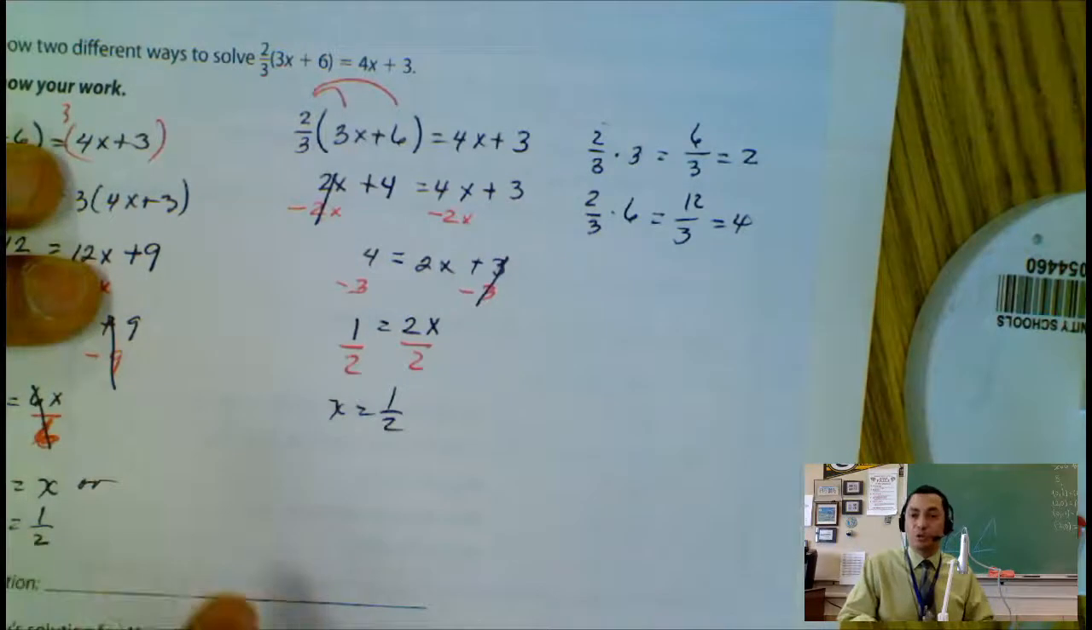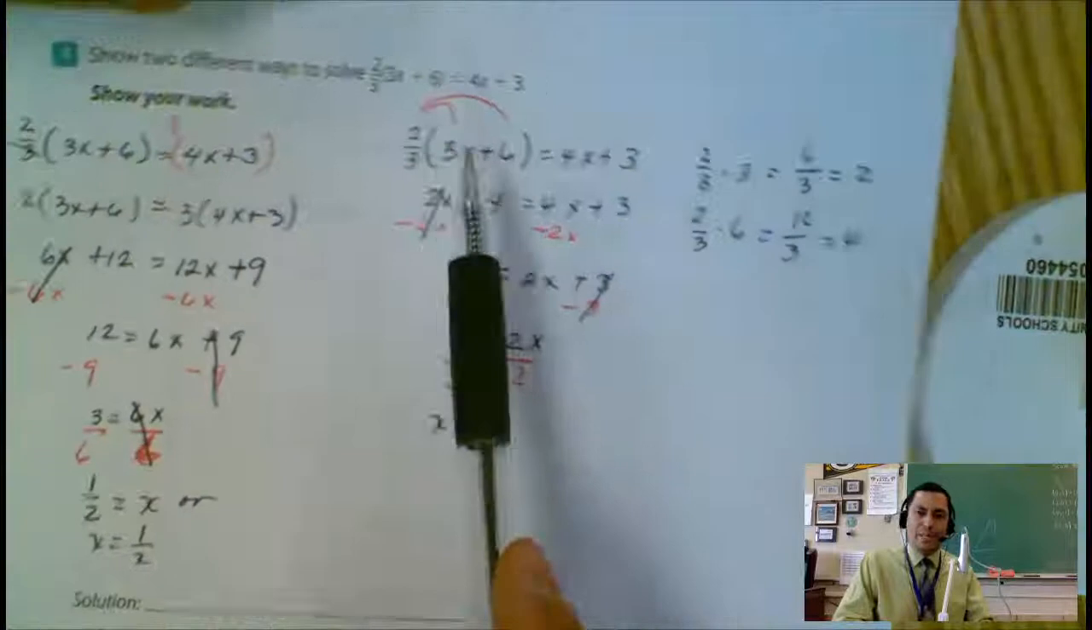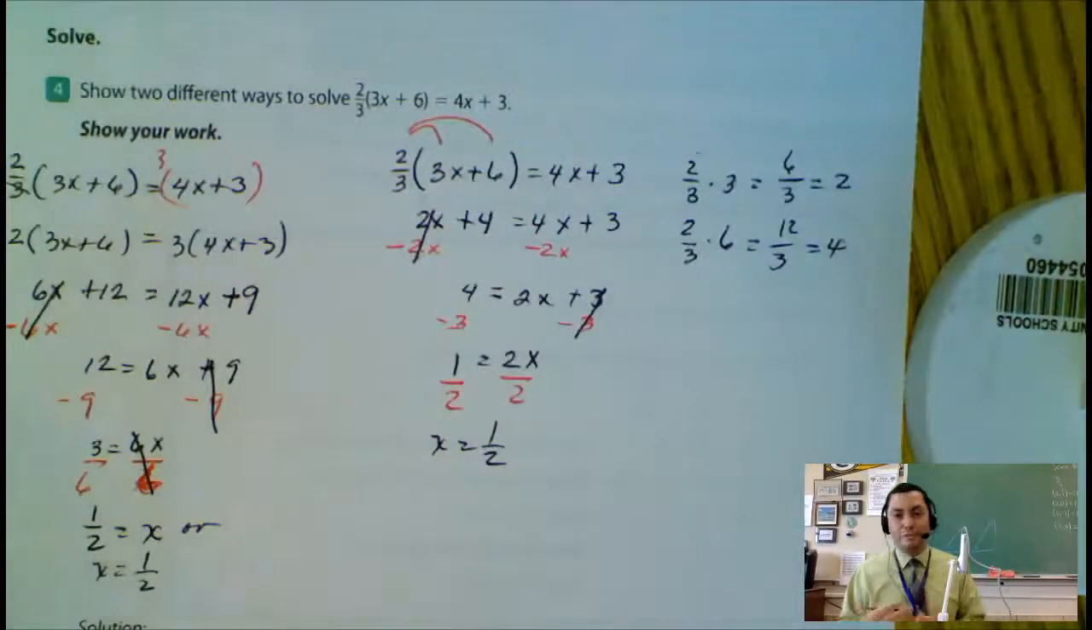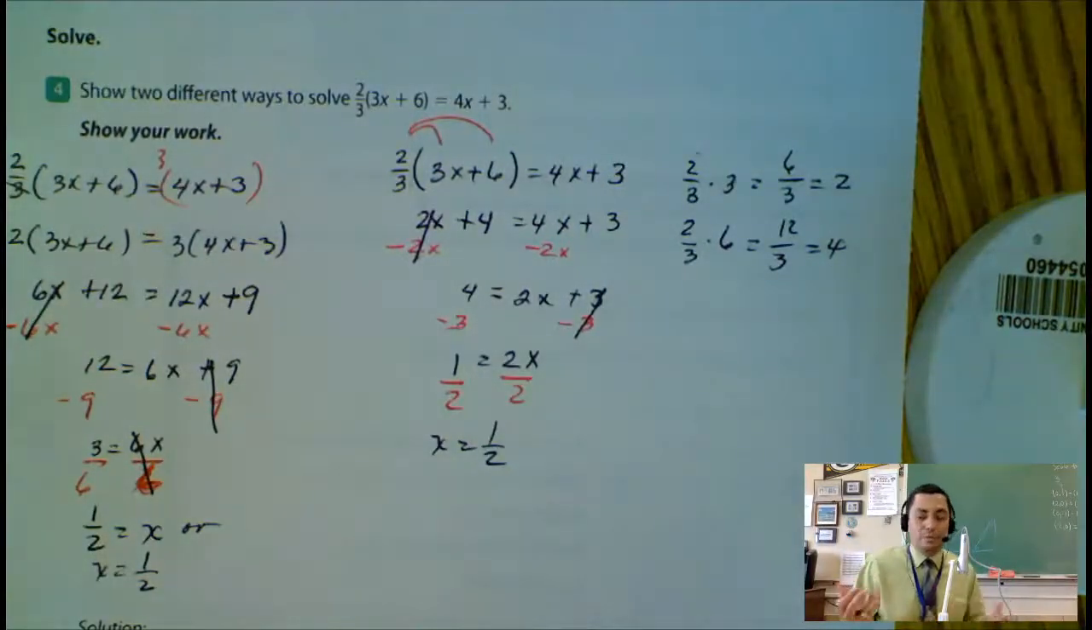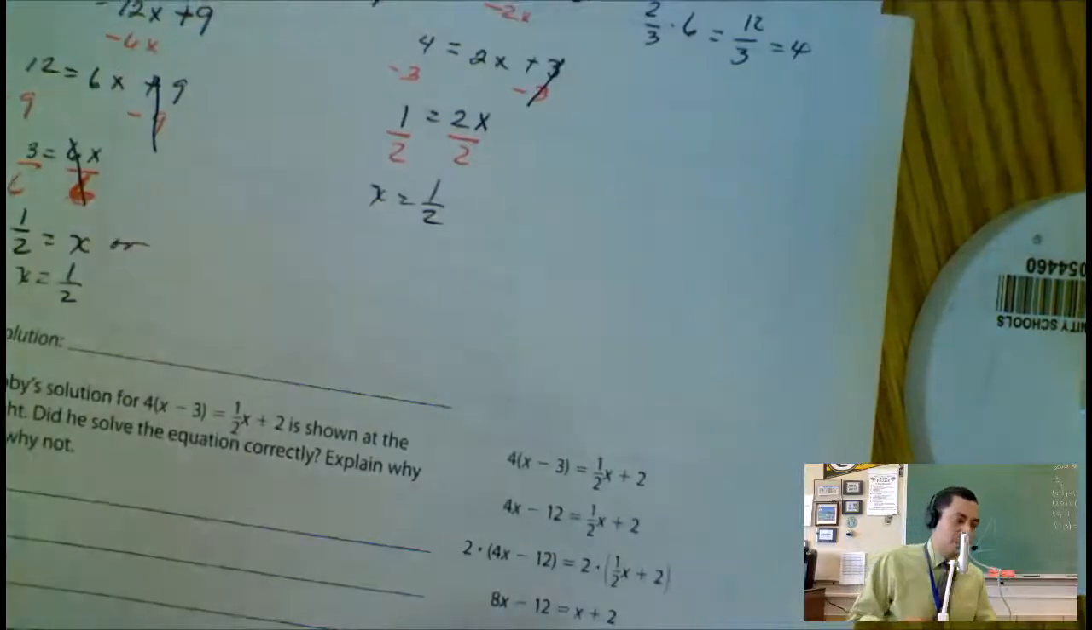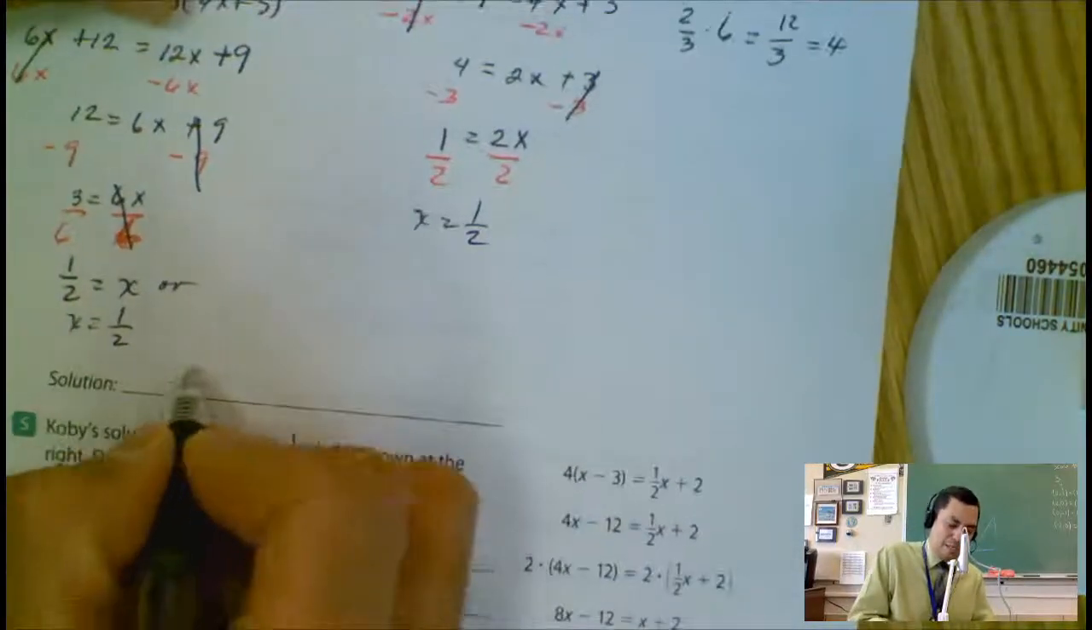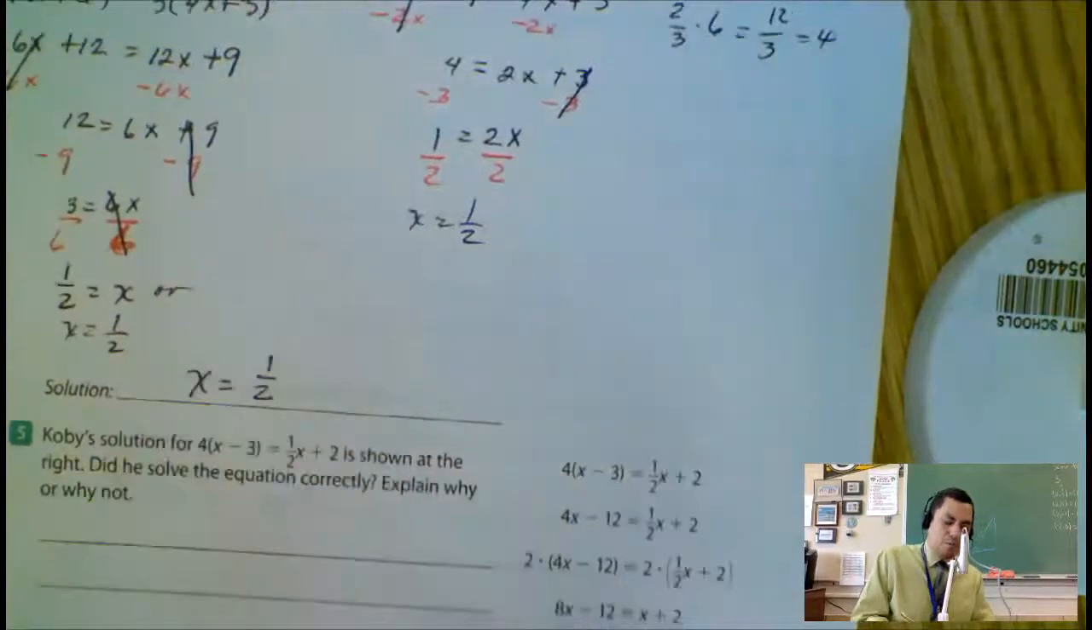We get the same solution. Fewer steps, as you can see, but in this case you need to know how to multiply fractions. And sometimes we have problems multiplying fractions. So in this case the solution is x equals 1/2.